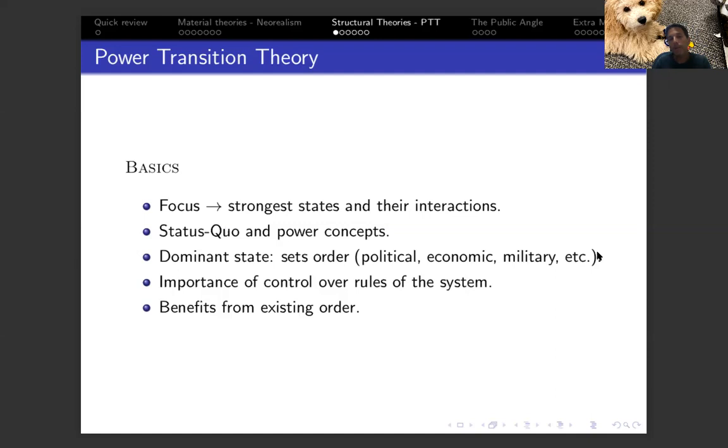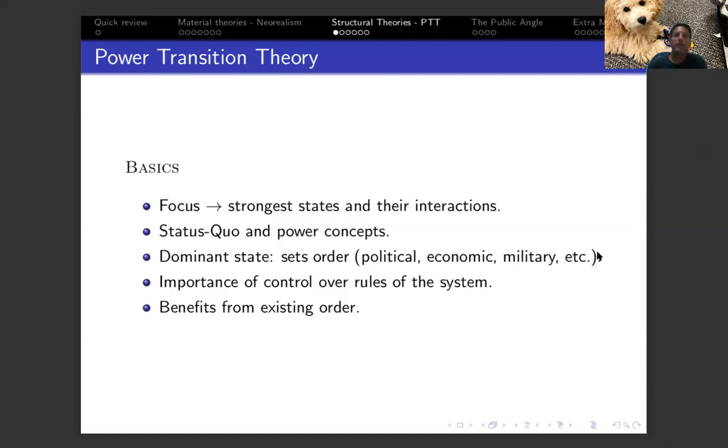At the same time, this theory places a lot of value on the status quo. The status quo is the general pattern of diplomatic, economic, military interactions between members of the global system. I will expand on it a little bit more in a few minutes, but the status quo is another concept which is on some level almost as important as power within the power transition theory.